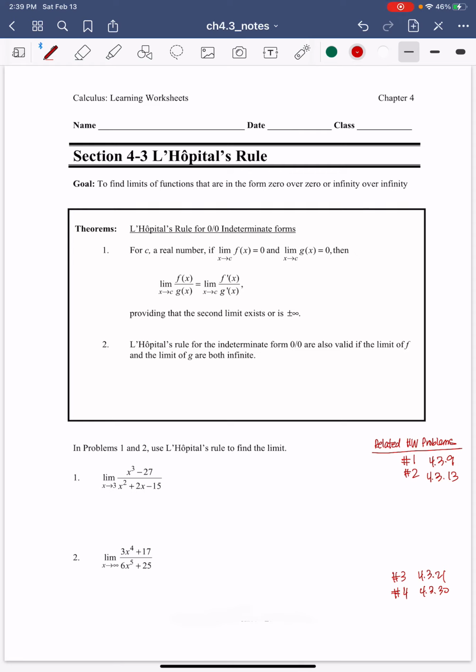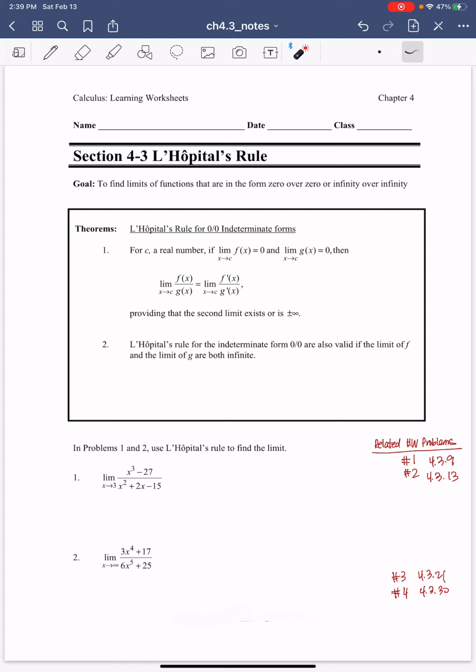In this video, we are going to go over section 4.3, L'Hopital's rule. L'Hopital's rule is used to find the limits of a function that are in indeterminate form. Indeterminate form means when you plug in a number to evaluate a limit, you get 0 over 0 or infinity over infinity. So in the past, in Math 122, when you evaluated a limit and got 0 over 0 or infinity over infinity, we couldn't find the limit.